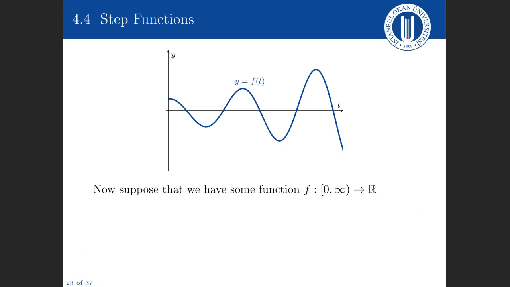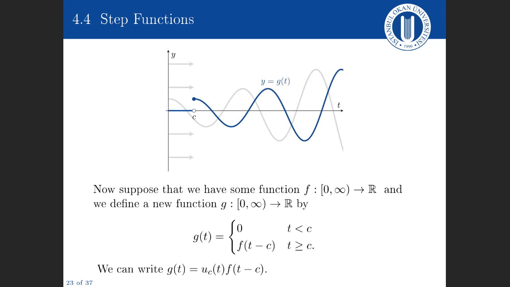Next idea. Now let's suppose we have some function, any function. I've drawn a wiggly line, but we could draw any function here. And let's suppose we want to take this function and pull it to the right by c. In other words, I want to turn it into a new function called g. And the gap, I'm just going to fill in with 0. More precisely, I'm going to define a new function g, which is equal to f at t minus c, as long as t is greater than or equal to c. And on the left part, the new part, we're just going to define g as equal to 0.